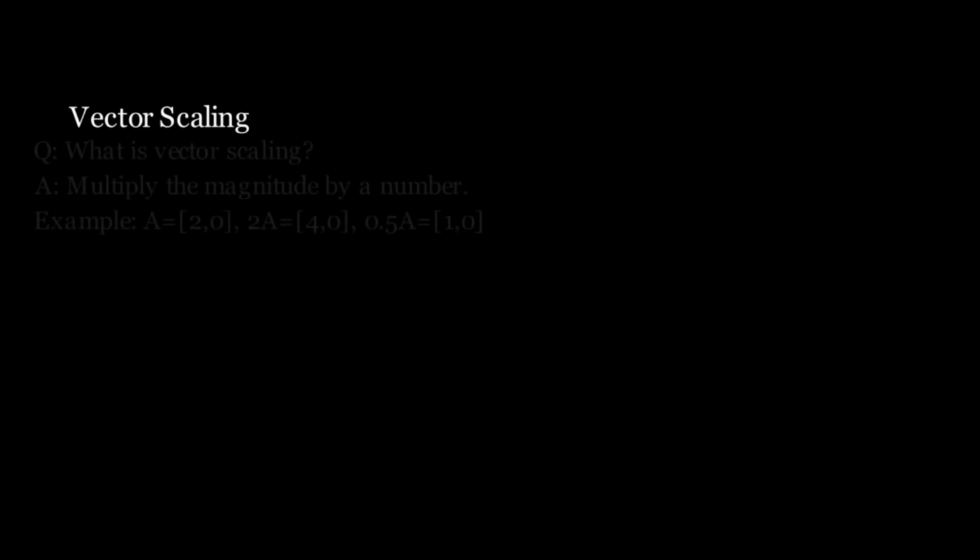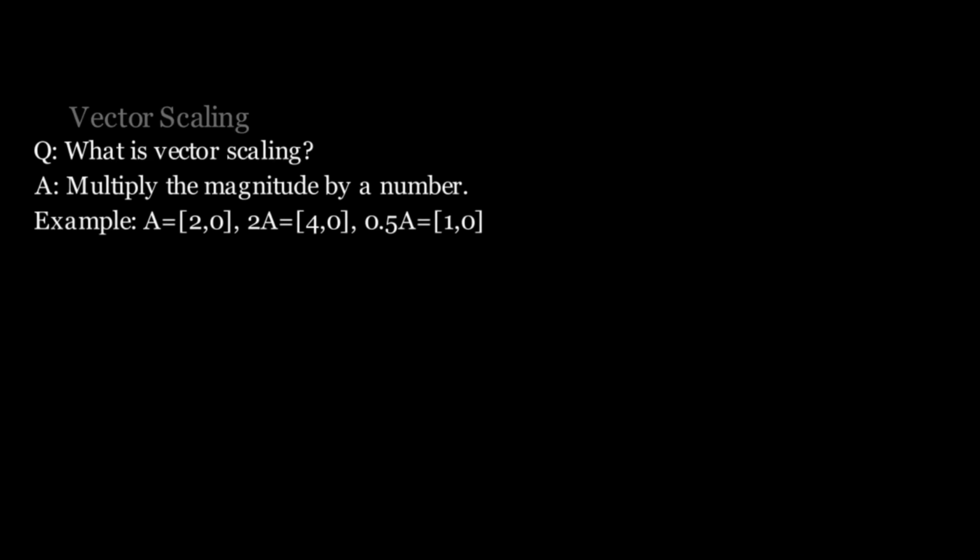Next is scaling. Scaling a vector means multiplying its length by a number. Doubling a vector makes it larger. Scaling by 1/2 makes it shorter. Multiplying by a negative number flips the direction.